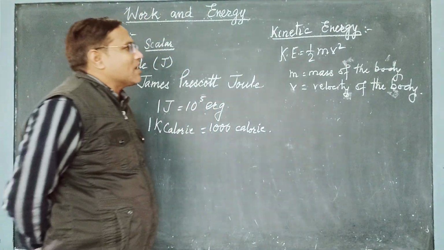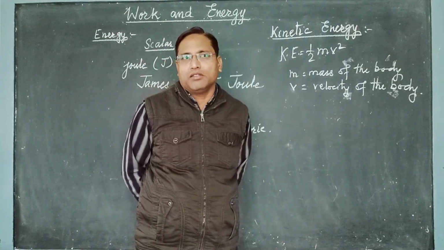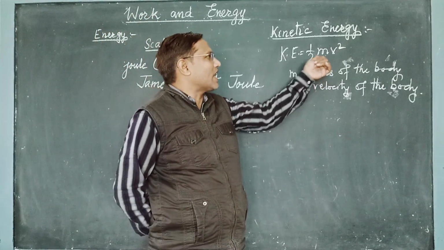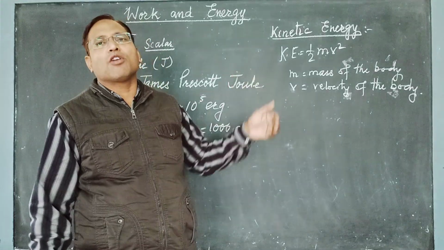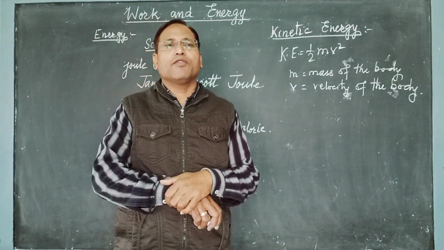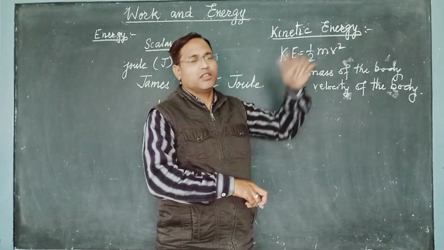Now if I double the mass, what will happen? The kinetic energy will get doubled. If I double the velocity, what will happen? The kinetic energy will become 4 times. Why? Because on the v we have a square.